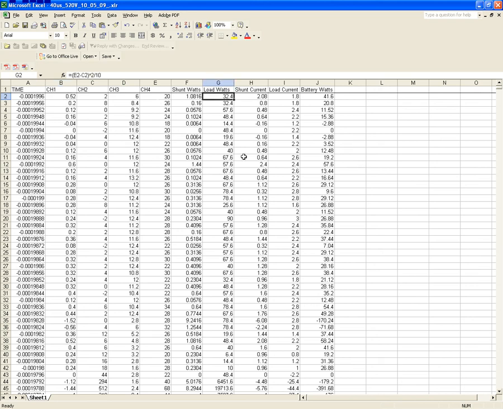Our load watts is a little more complex. Here we have to take the battery voltage, which is monitored on channel 4, and we subtract the drain voltage, and that gives us the voltage drop across the load resistor. So we have the voltage drop across the load as (E2 minus C2), in parentheses, and then we square that over R. Our load resistor is 10 ohms. So this gives us our load watts.